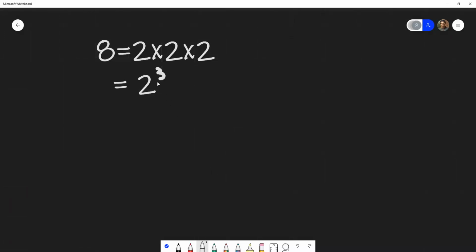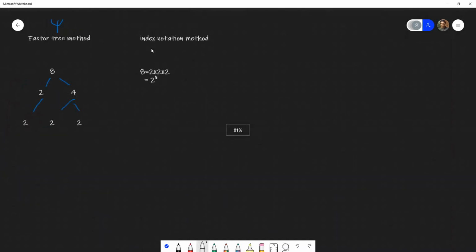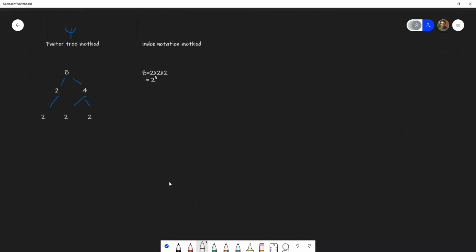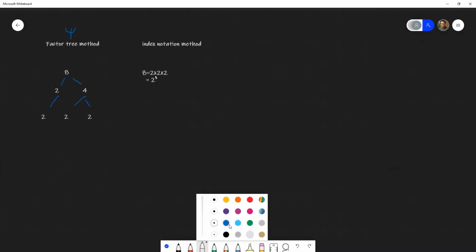Are you familiar with this notation? Yes, sir. It's called 2 cubed, because there are three 2s. So this is called the index notation method. Are we clear? Yes, sir. Okay, very good.